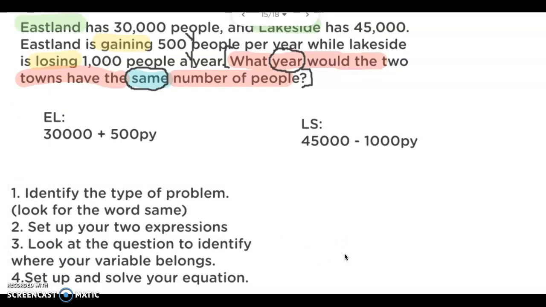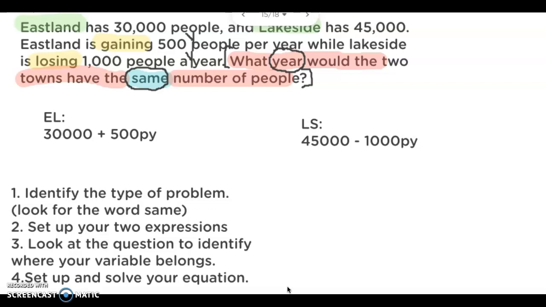So I've gone down and jotted these steps down, ladies and gentlemen. Step number one: identify what type of problem it is. We do that when you recognize all of those words, because there's going to be a lot of words in the problem. Identify that word same, or some type of comparison, to let us know that we're dealing with equations with variables on both sides. Set up your two expressions, and here are my two expressions: the Eastland right here and the Lakeside. Those are two different expressions.